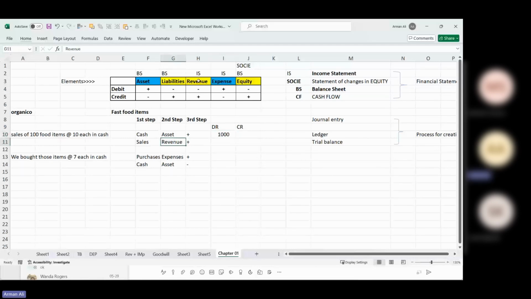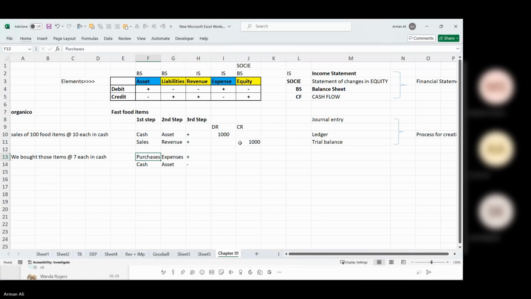We credit it. So I'm going to put in underneath credit the same amount that we put in the cash sales, when the cash was increasing.